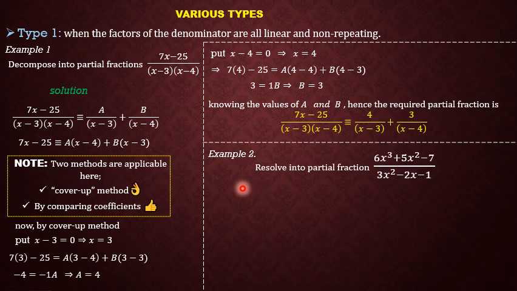Example 2. Resolve into partial fractions 6x cubed plus 5x squared minus 7 divided by 3x squared minus 2x minus 1. So this is where that part comes in.